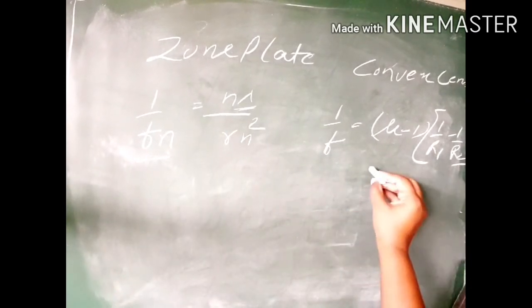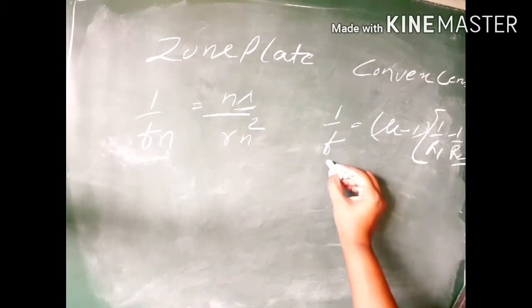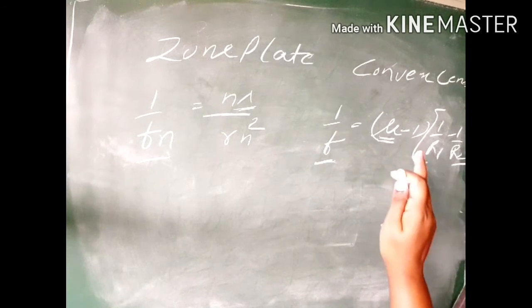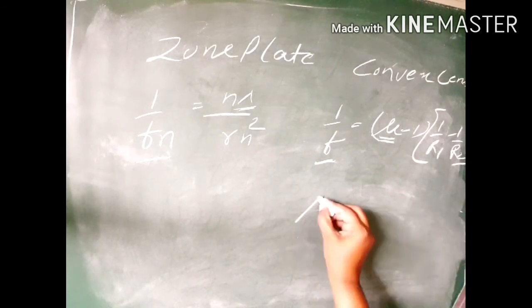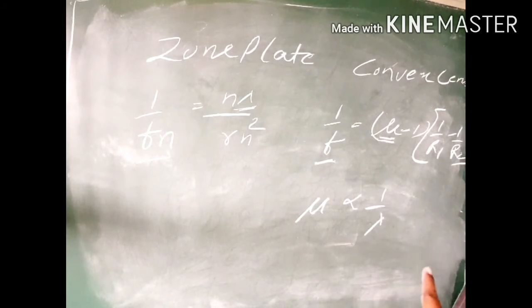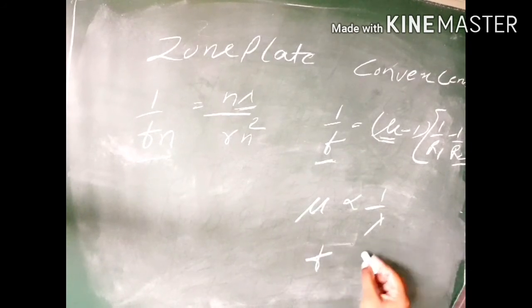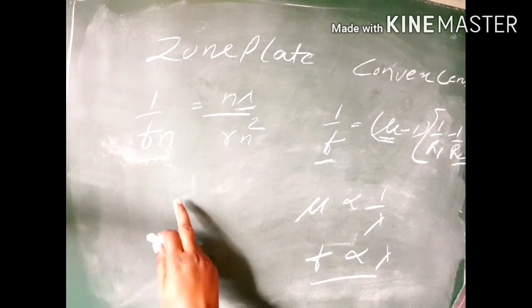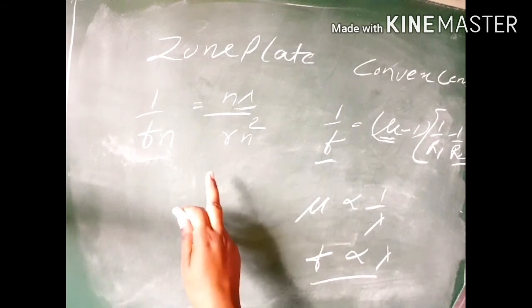Okay, but in case of convex lens, focal length is inversely proportional to refractive index, and refractive index is again inversely proportional to wavelength. So we can say focal length in case of convex lens is directly proportional to wavelength. Focal length is directly proportional to wavelength in case of convex lens, and focal length is inversely proportional in case of zone plate.